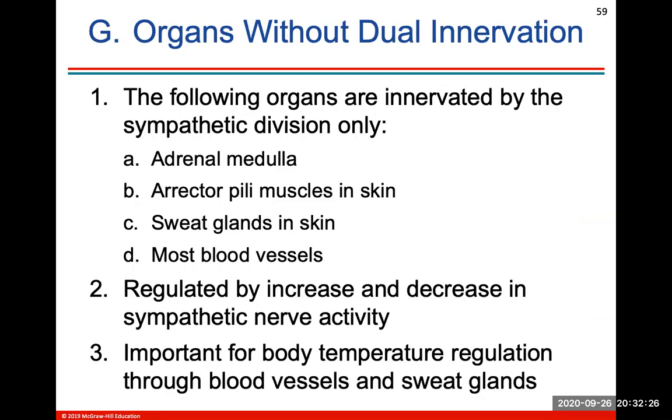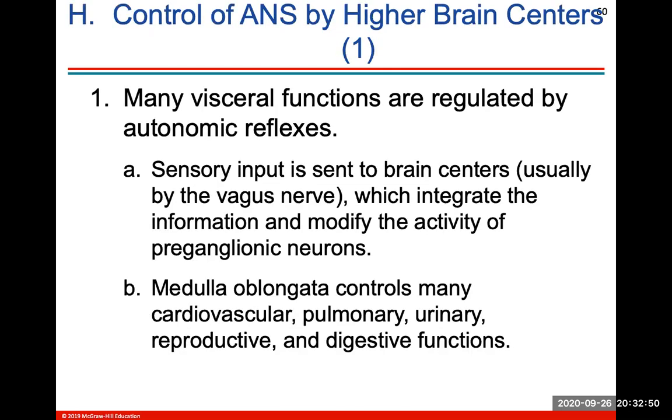Organs without dual innervation. These organs are innervated by the sympathetic division only. So you should know a general idea of the adrenal medulla, that's your fight or flight. The erector pili muscles in the skin give you goosebumps, sweat glands, and most blood vessels. And they're regulated by an increase or decrease in sympathetic nerve activity, and it's important for body temperature regulation. Many visceral functions are regulated by autonomic reflexes, and I'll let you guys read through this.